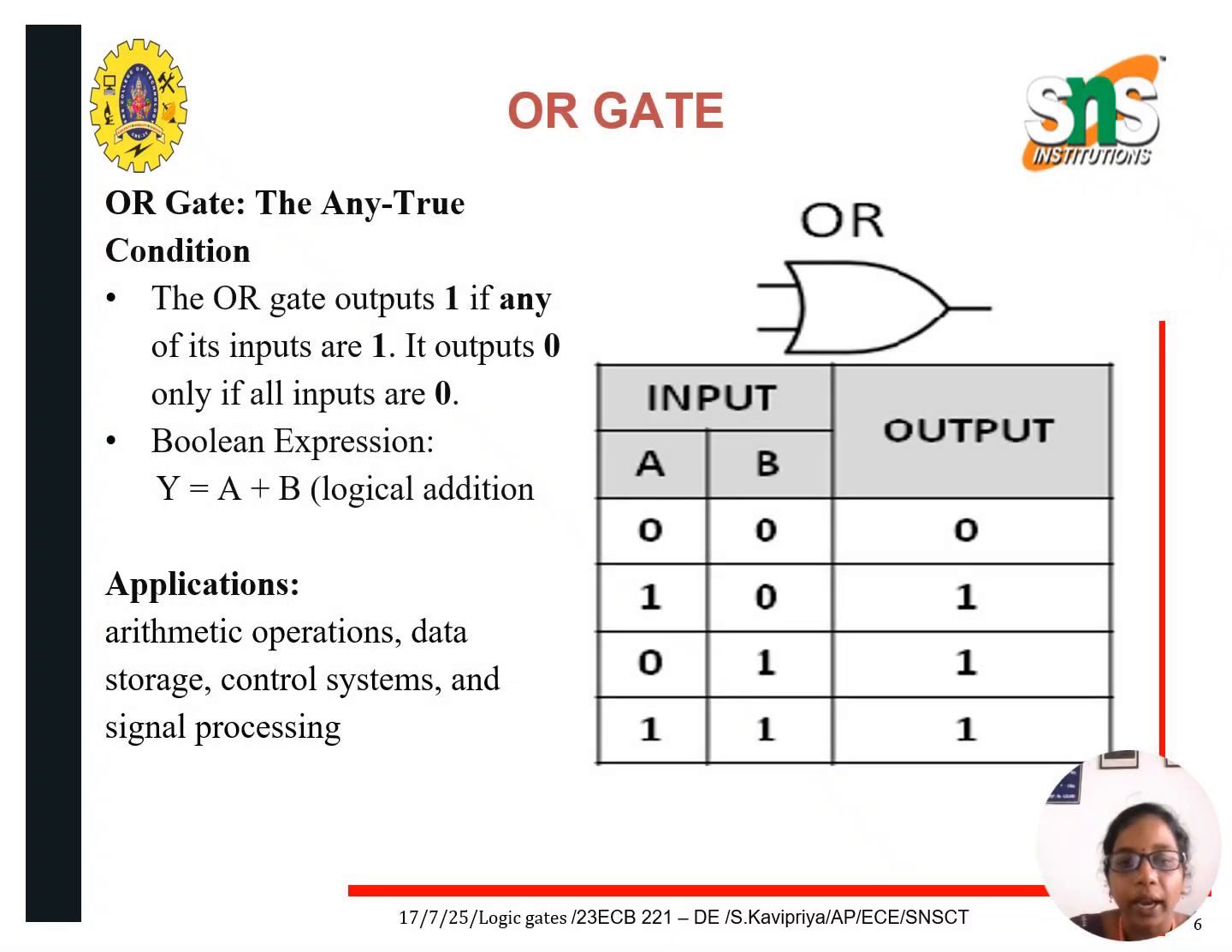Next is the OR gate. The OR gate works on the any-true condition, which means that if any one of the inputs is 1, the output is 1. So it produces an output of 0 only when the inputs are 0 and 0. The logical expression is y equals a plus b. It is used in arithmetic operations, data storage operations, control systems, and signal processing.